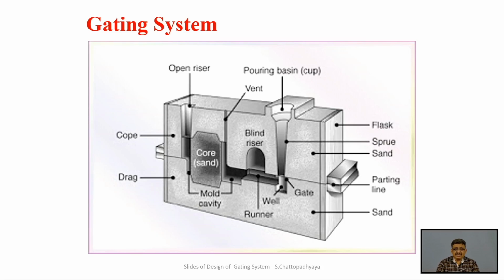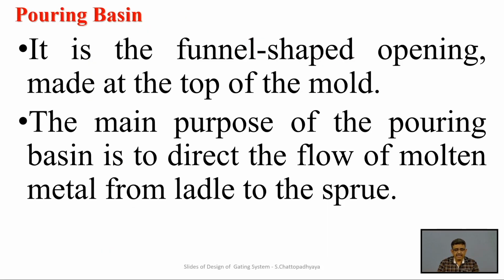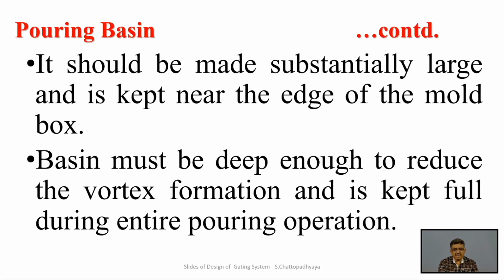The pouring basin is the funnel-shaped opening made at the top of the mold, just like a funnel or a basin. Its main purpose is to direct the flow, taking molten metal from the ladle and directing it through the channel of the sprue. That is the role of the pouring basin. It should be made substantially large and kept near the edge of the mold box, as a very big reservoir, so that there is no shortage of molten metal flow until the entire cavity is completely filled.